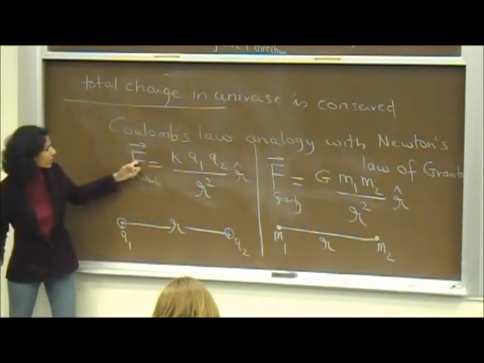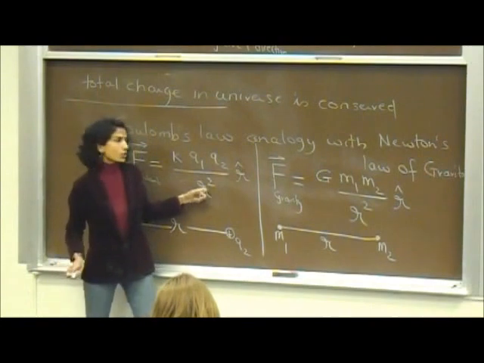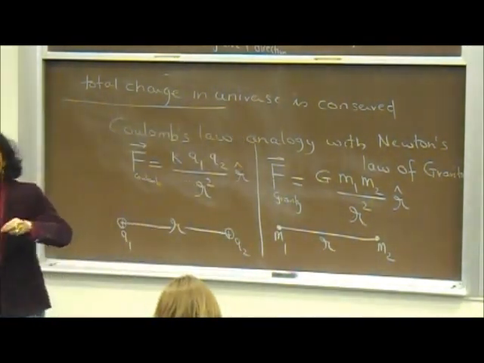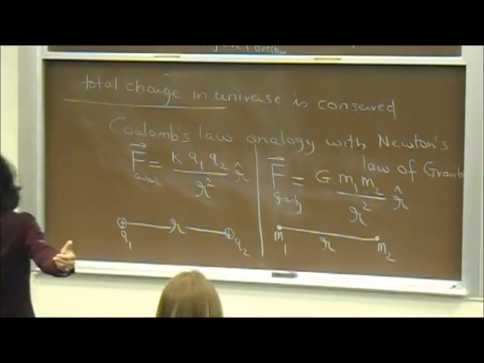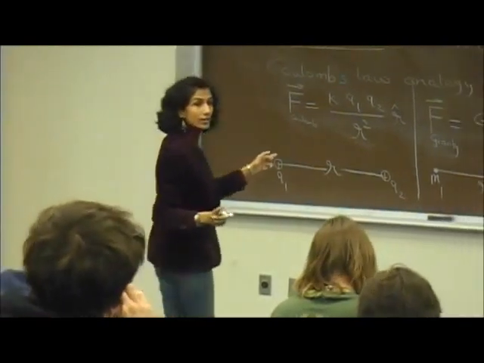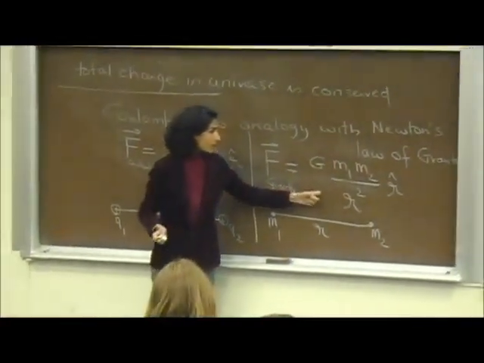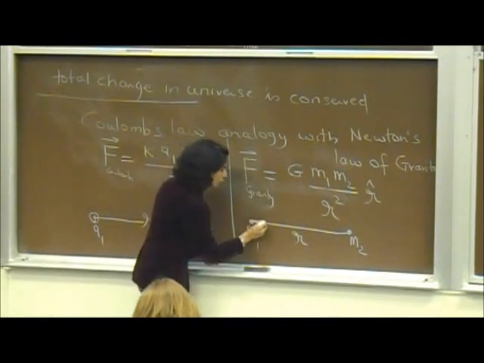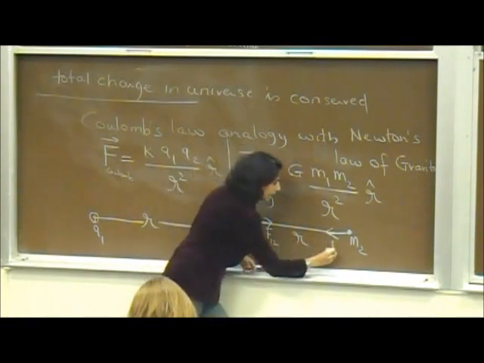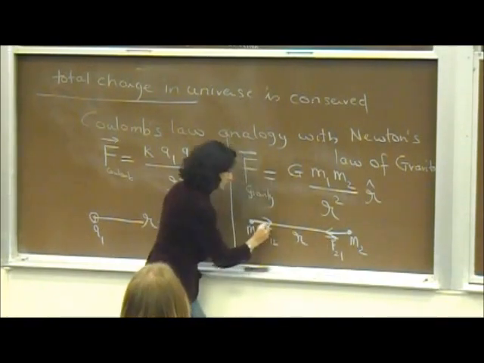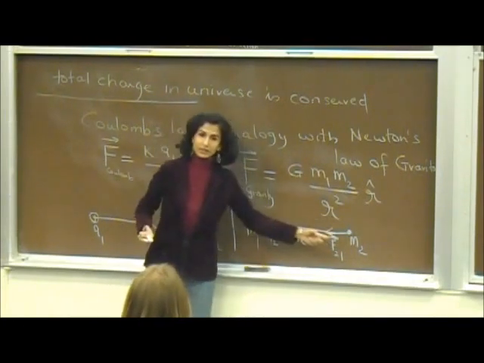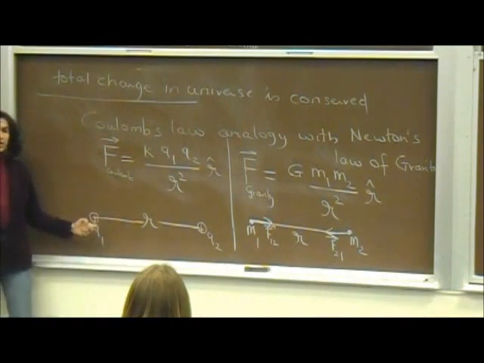You can see that both of these forces are 1 over r squared forces, inverse square forces. If here is a mass and here is another mass, are they always attracted to each other? Yeah, that's one major difference: gravitational force is always attractive. These two forces, F12 and F21, are equal in magnitude and opposite in direction. In this case, it's always attractive. In this case, it depends upon the sign of the charges.